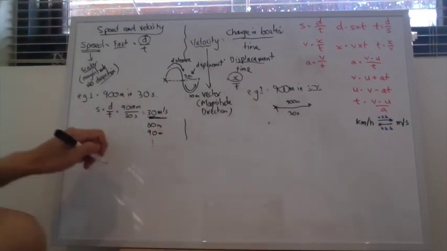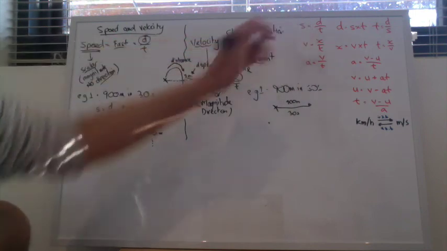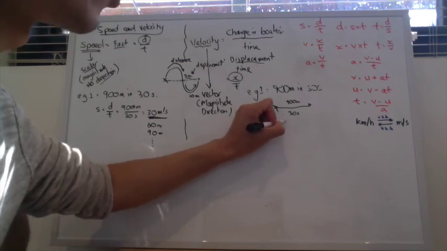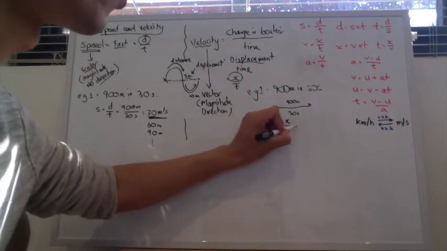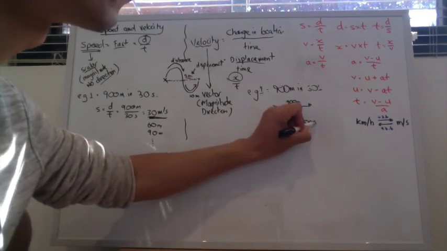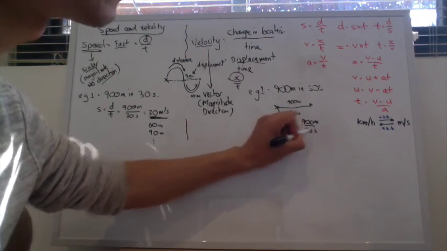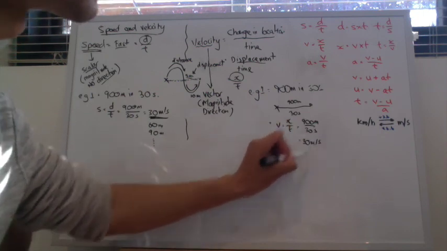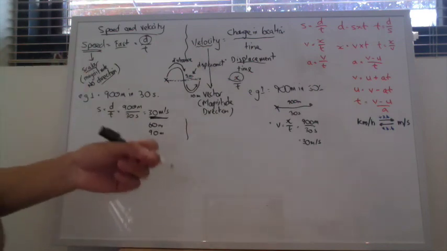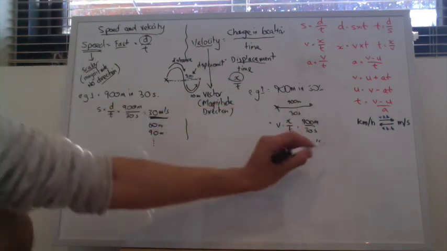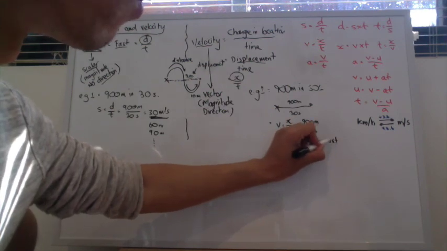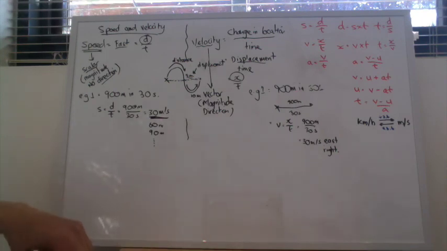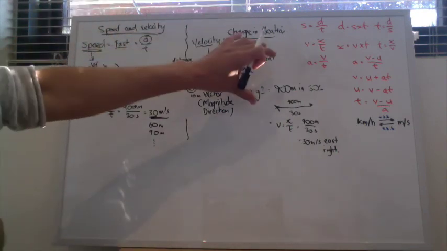I use the same formula here, which is equivalent to the speed and time formula. So v is equal to x over t, which equals 900 meters divided by 30 seconds, which equals 30 meters per second. However, this time I need to indicate the direction that the object has moved in. It has moved east, or to the right. Either one will probably work fine in this particular case. So that's the difference between speed and velocity, okay?